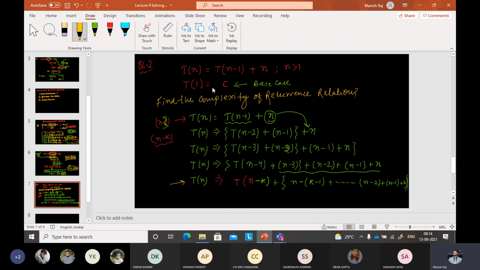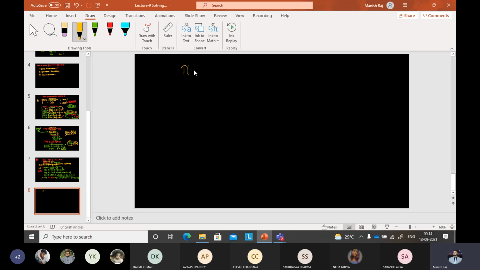So what is the base case? The base case is given to you: T1 is equal to some constant, or you can say I can use 1. So here I am writing on the next page, the relation is like this: Tn is equal to Tn-k plus some terms like that, n-k+1, I open it up.